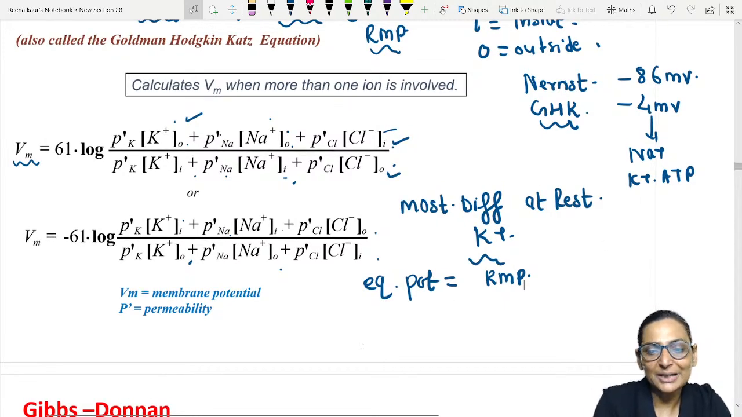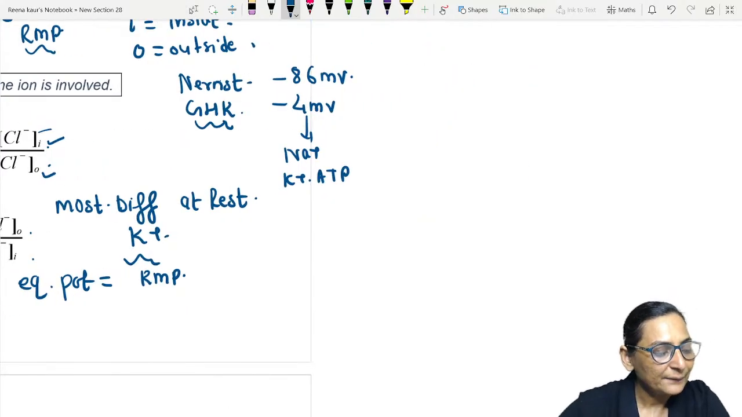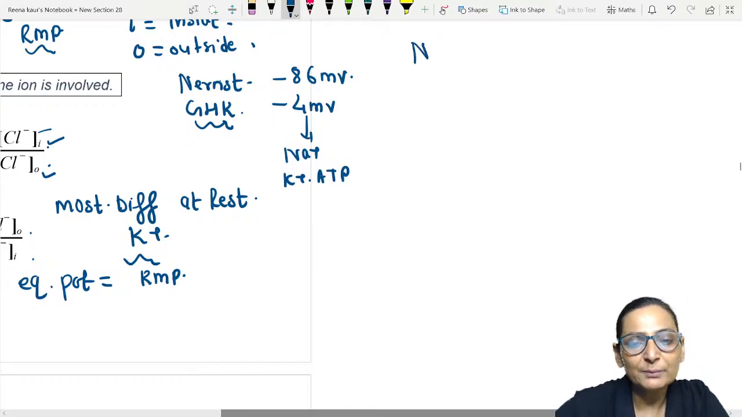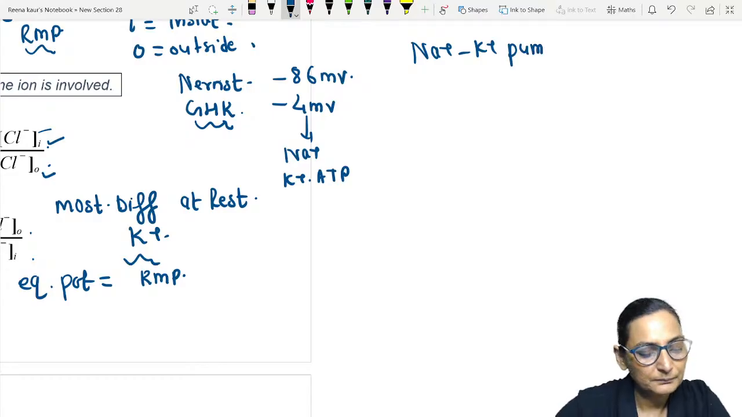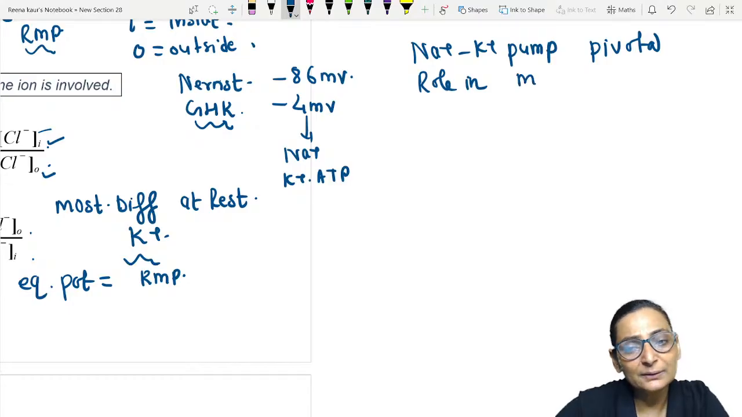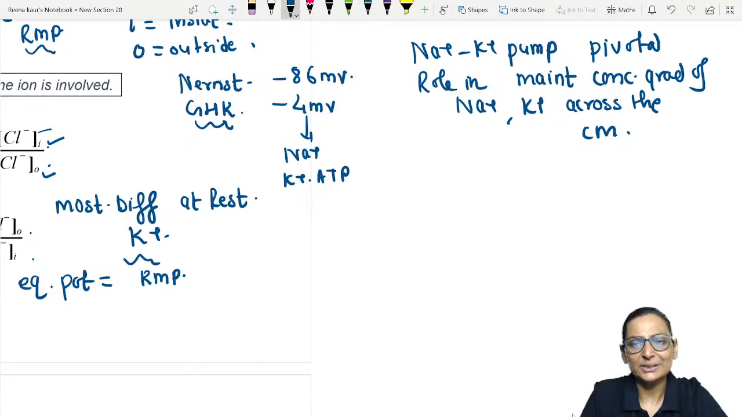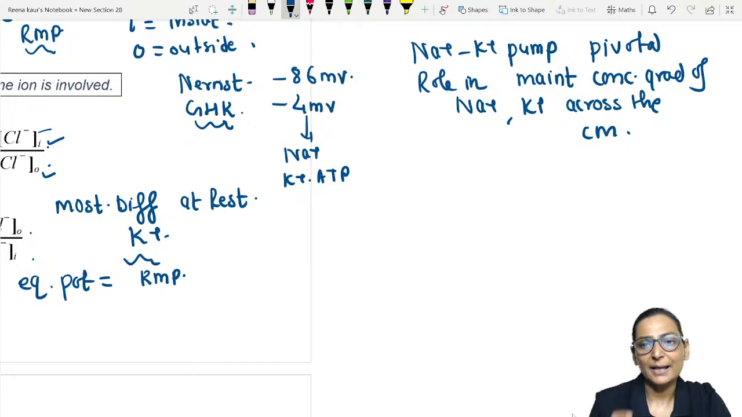Now remember that the sodium potassium pump is contributing only -4 millivolts. It is not able to contribute much. Okay, the contribution is only -4, but the sodium potassium pump plays a pivotal, a very important role in establishing or maintaining the concentration gradients of sodium and potassium across the cell membrane. Though it is not contributing much, only -4 millivolt, its importance is the highest, because it maintains the concentration of ions, sodium and potassium.